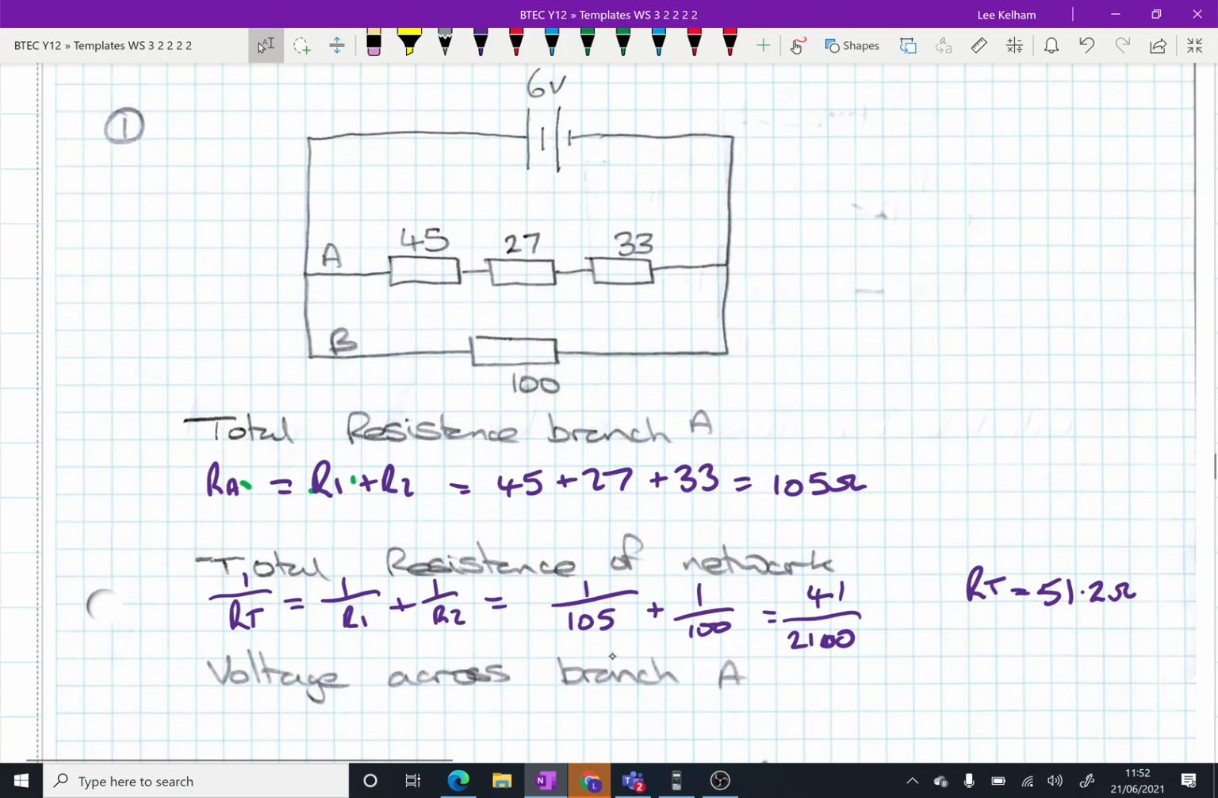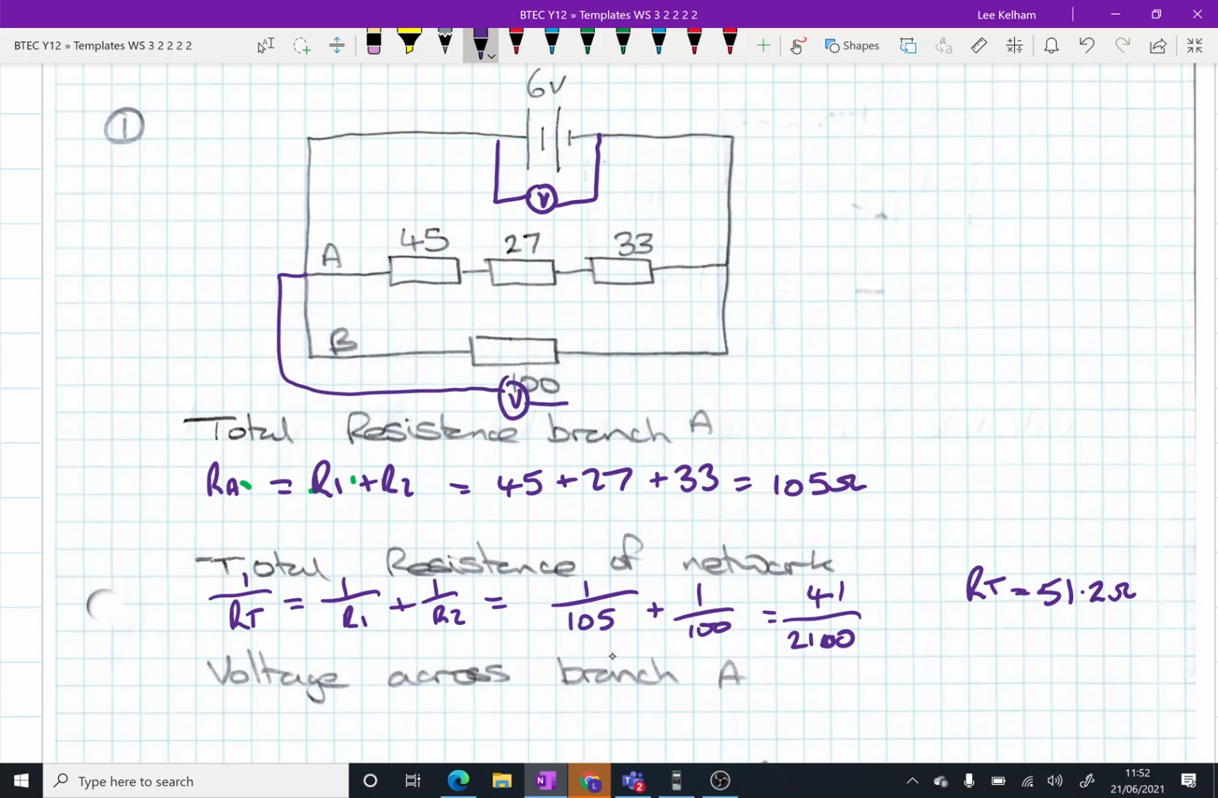Okay, we're looking at the voltage across branch A. Now if I put a voltmeter here and asked what that voltmeter reads, you'd say 6 volts. If I was to put my voltmeter just there to read across, is there any difference? No. The voltage across a parallel network is exactly the same. So the voltage across point A is 6 volts.